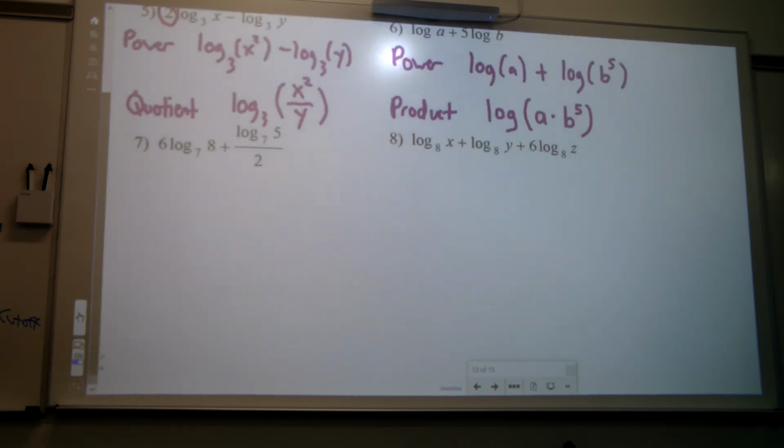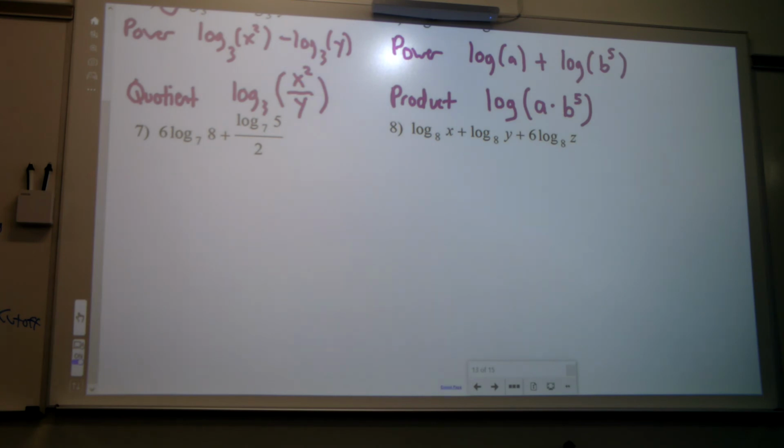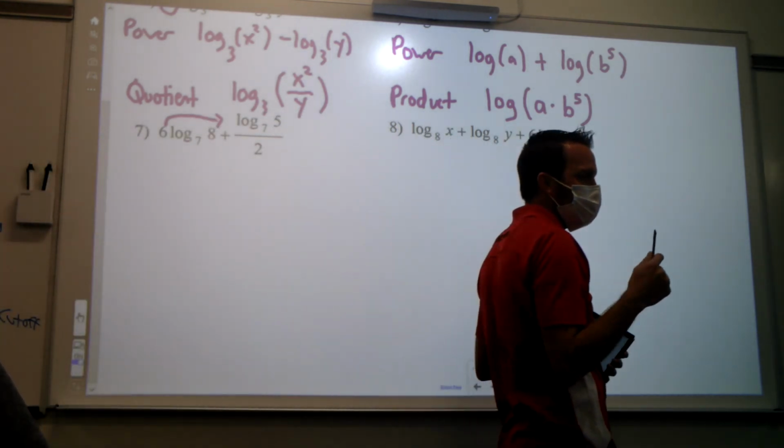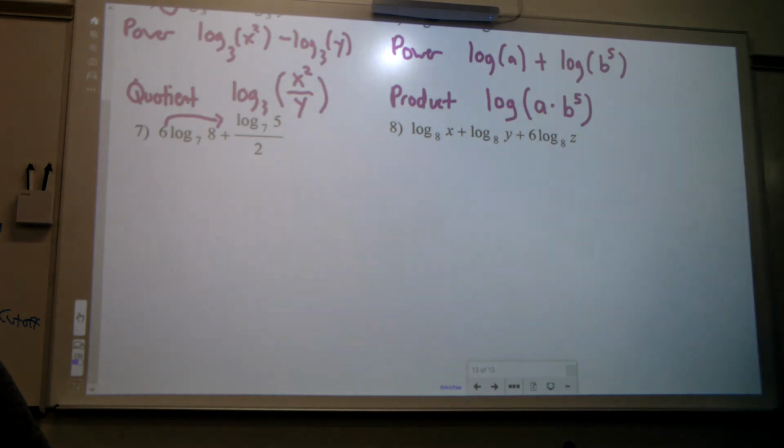We got 2 left. On number 7, that 6 can go up, right? We've already talked about that. We saw this on your other assignment, though. What is that dividing by 2? How should I think of that? Timesing 1/2. So I'm going to write this like this. I'm going to have log base 7 of 8 to the 6, so I move that up. But I'm going to think of this as 1/2.